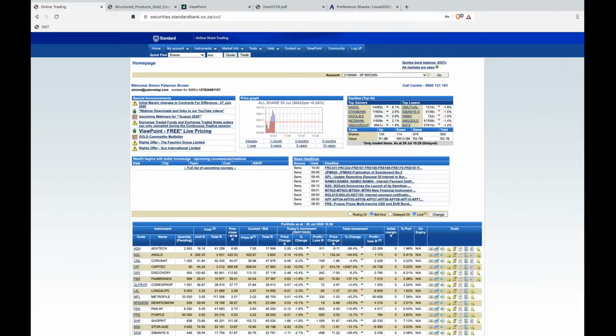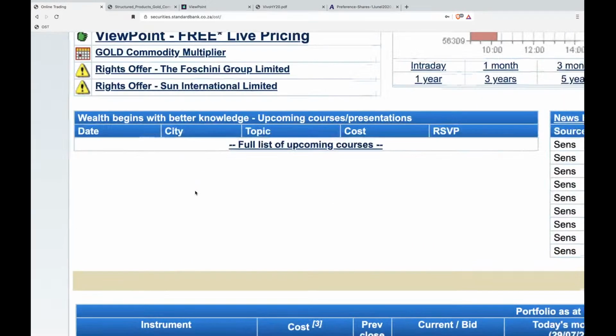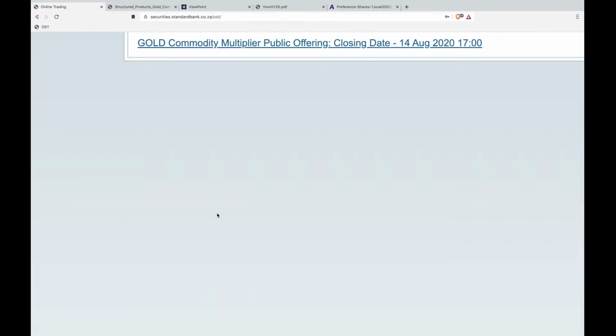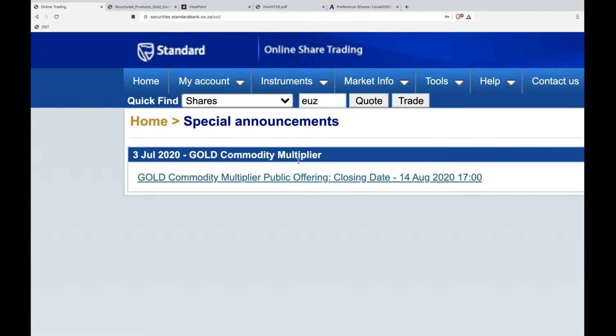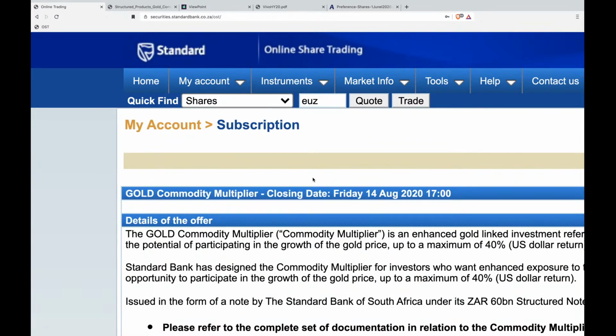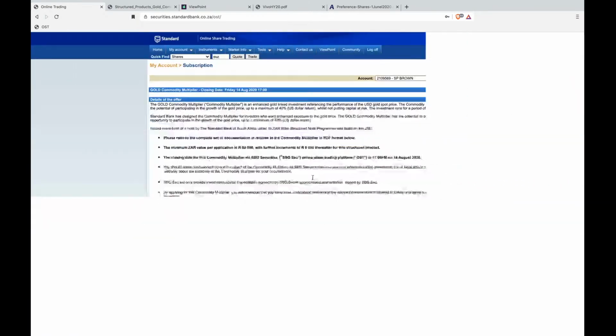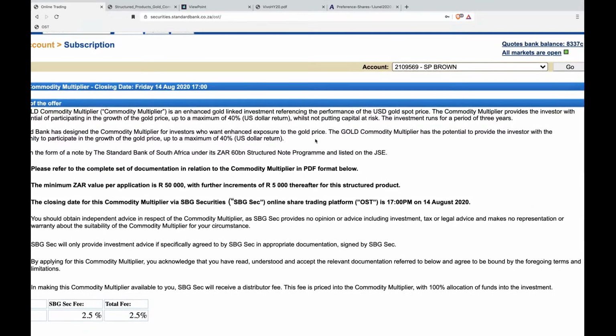If you're logging onto the Standard Bank website, the online share trading website, you will see it right there, gold commodity multiplier. And if you click on it, it gives you the closing date, which is 14 August, which is Friday, 2 weeks. So we've got 2 weeks for thinking about it. And it gives you a fair bit of detail about it. I'm going to delve into the detail in a moment.